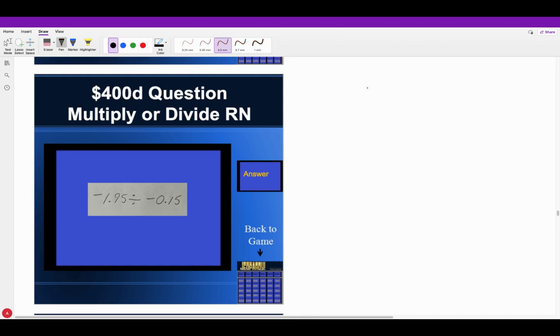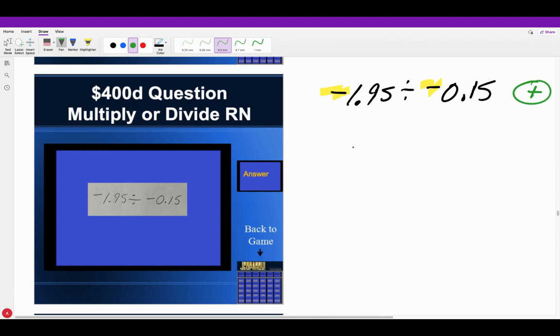All right, so our next question, we have negative 1.95 divided by negative 0.15. Once again, I see I have negatives. Well, a negative divided by a negative is going to give me a positive as my answer. So when I do this, I'm not going to worry about the signs.